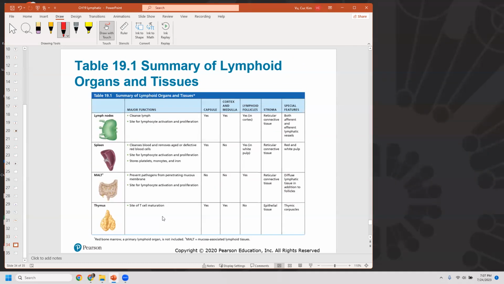Okay. So here's a really nice table in your book, 19.1. It summarizes the organs, but don't forget, you're still responsible for knowing the lymph vessel and the lymph capillary. So it summarizes the lymph nodes, the spleen, the MALT, which includes what three things again? Tonsils, appendix, and Peyer's patches. Perfect. So those are the MALT organs, and then the thymus.